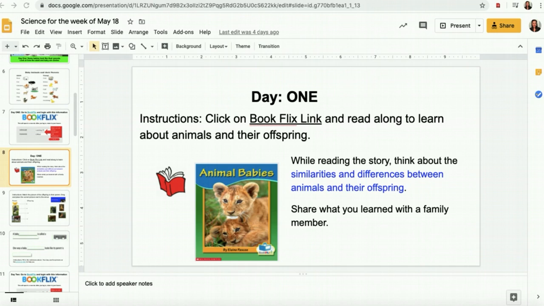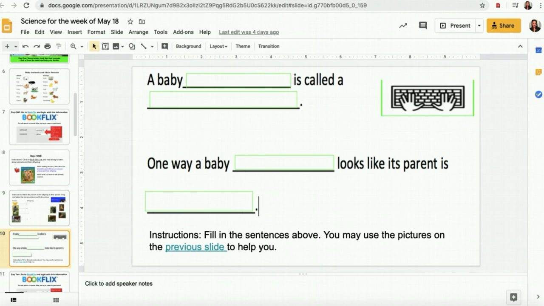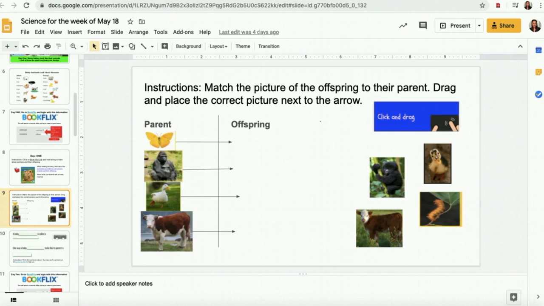Now I'm going to give you instructions or directions about what you need to log in and do today. So when you go into your science slides, you are going to go to slide 9 and slide 10. And those are the only 2 slides that you have to do for today.